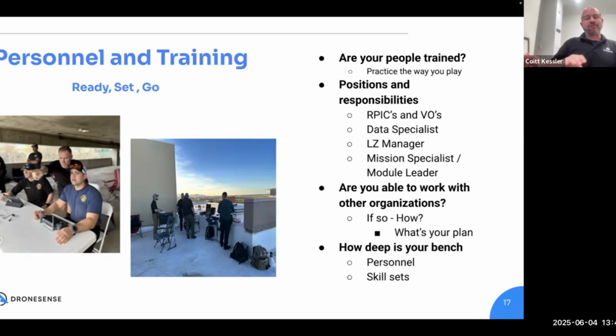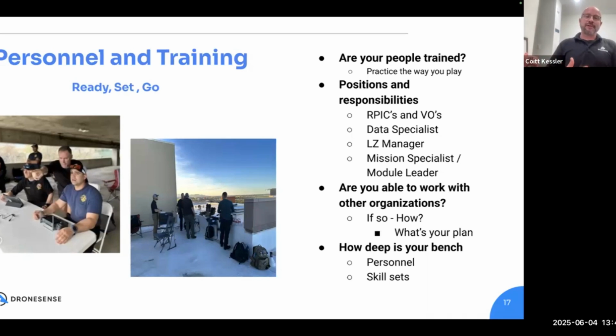You want that data specialist to say, hey, boss, this is what we've got going on. Hey, guys, I'm looking at your batteries. I know you're tired. You need to be thinking about bringing this aircraft back so you don't get dangerously low on your system. This is the kind of stuff that you need to be thinking about as you expand your program.